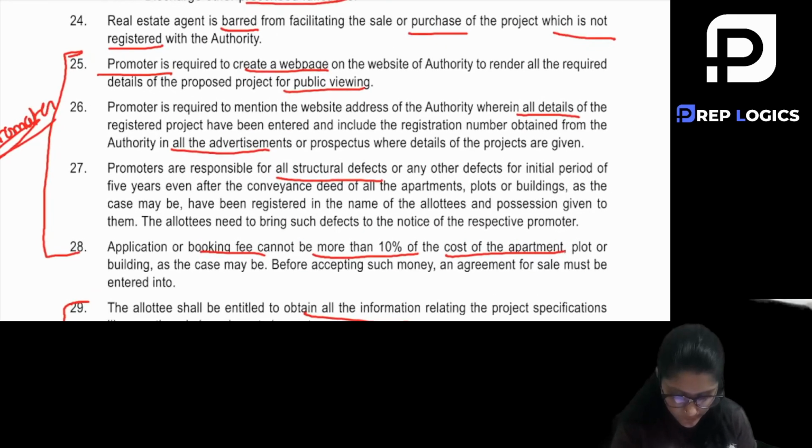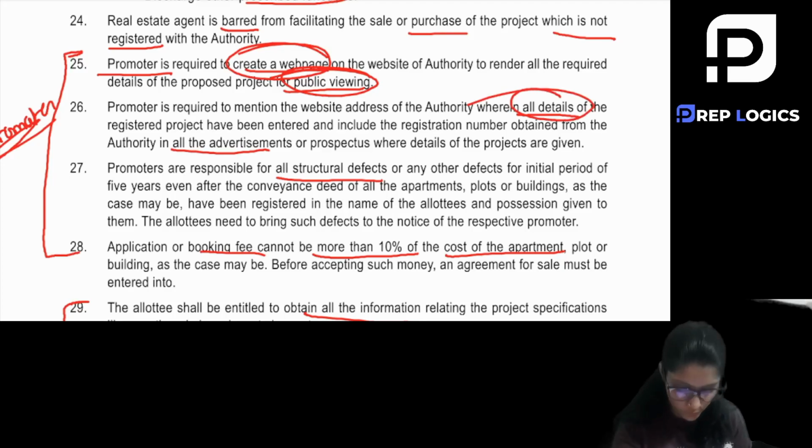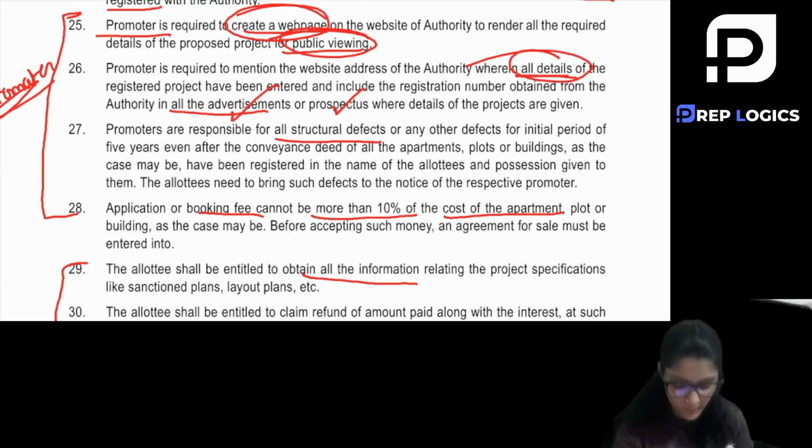Promoters, what is the responsibility of the promoter? The promoter needs to create the web page for public viewing, that I have already told you. In the web page he should mention all the details, and he should also mention what all advertisements he has done, what all prospectus has been there. Okay, all these things he needs to mention on the website for public viewing. He also needs to mention whether there is any structural defect, yes or no, in the project on his website.